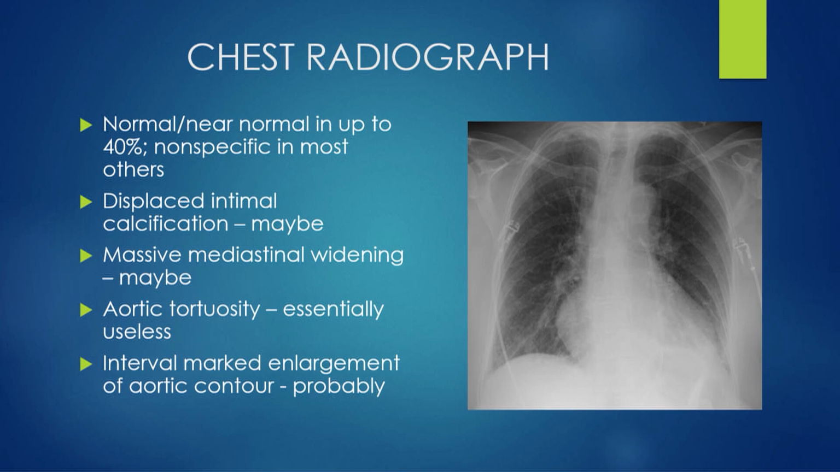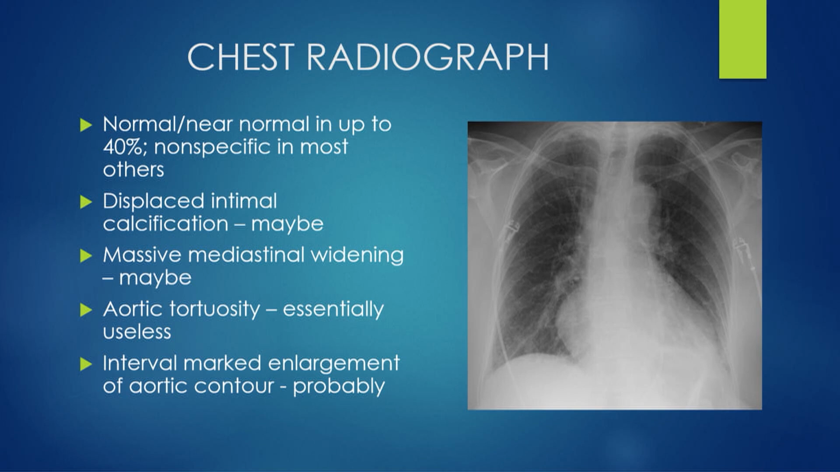Do you ever see displaced intimal calcification? Send me a case if you see one. It's pretty unusual. Massive mediastinal widening, again, maybe can be nonspecific, can be for many different reasons. Aortic tortuosity, essentially useless. Now, this is, of course, titrated by age.